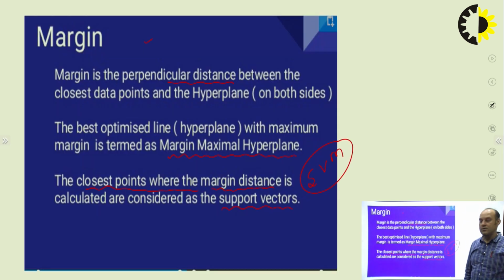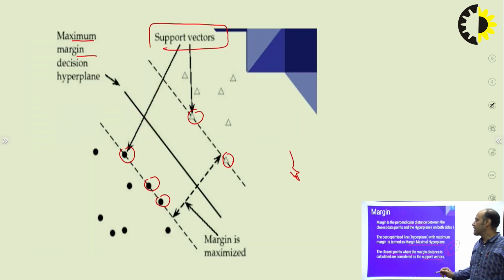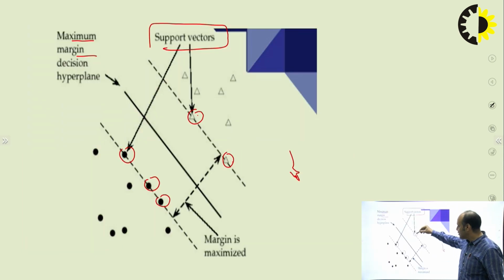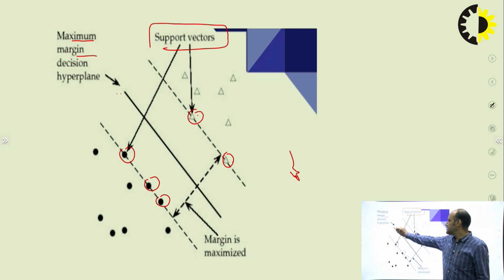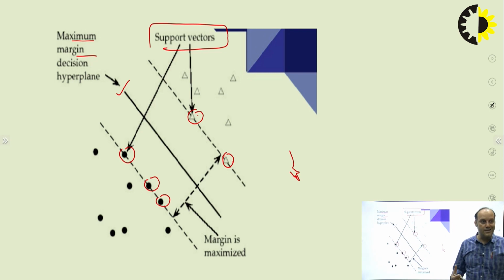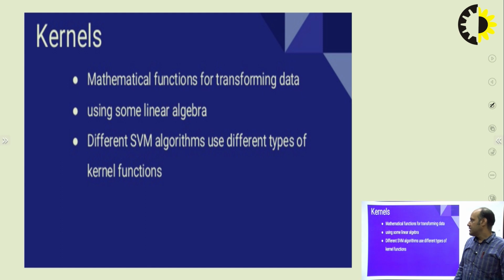Okay. So in the figure also, the closest points are where the margin distance is calculated. So from where is the margin distance calculated? From the support vector. So this is the support vector. These are the closest points, right? Understand? And we are going to define this with the help of this learning technique. We are going to find this margin. Okay. Now next, one important concept is kernels.